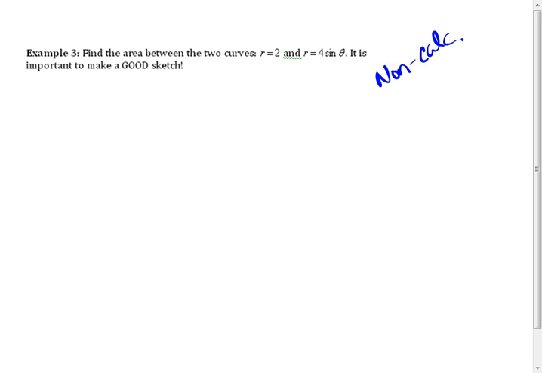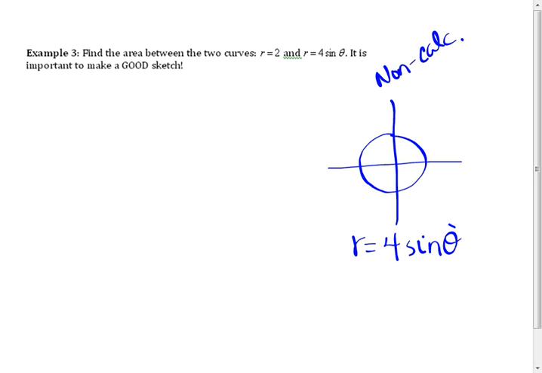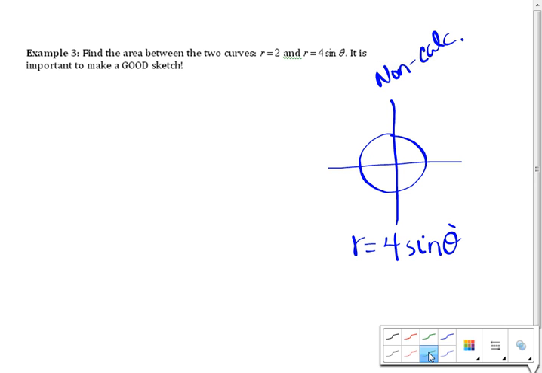If r is equal to 2, what is that? Circle of radius 2. What if r is equal to 4 sine theta? Do you remember what that is? That's a circle. Now, because it's sine, it's on the y-axis. So it's up here.